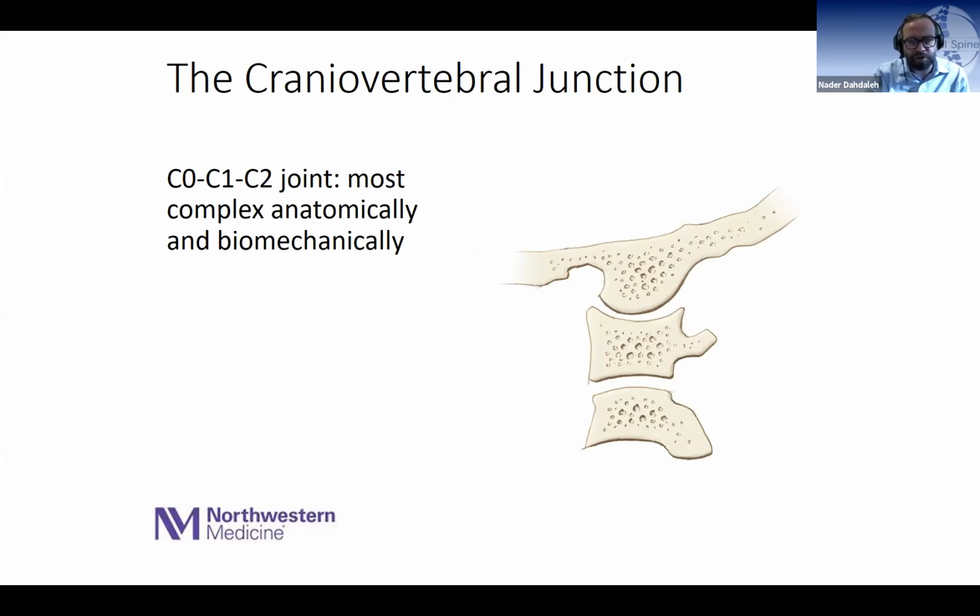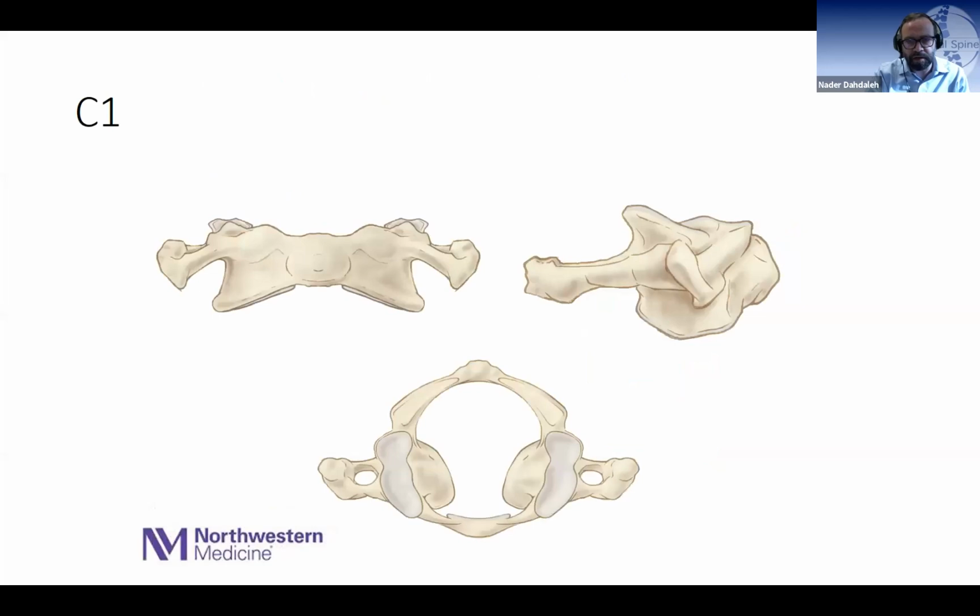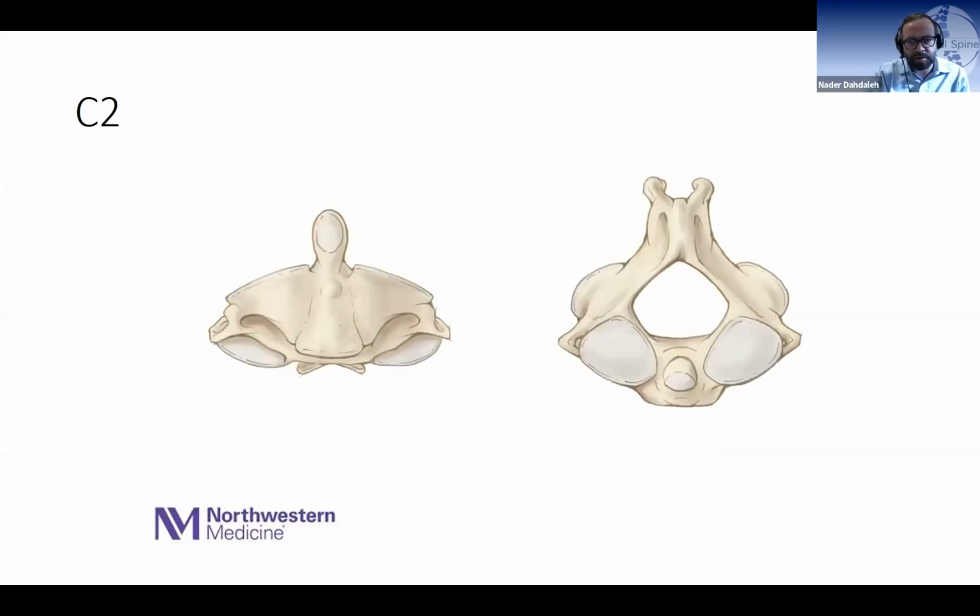So basically, what's the upper cervical spine, or the CVJ, or the CCJ, craniocervical junction? Basically, we're talking about two joints, the condylar C1 joint and the atlantoaxial joint, the OC1 joint and the C1-C2 joint. It's definitely the most complex anatomically and biomechanically. That's how C1 looks, and that's how C2 looks.